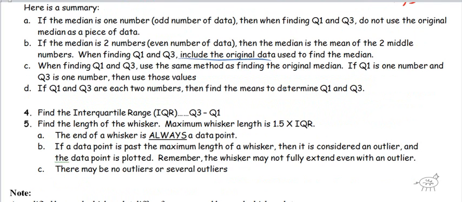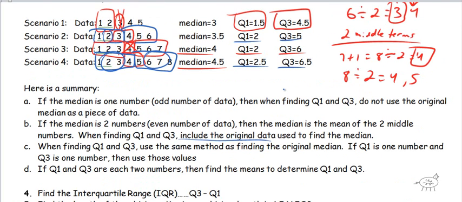When finding Q1 and Q3, use the same method as finding the original median. If Q1 is one number and Q3 is one number, then use those values. If Q1 and Q3 are each 2 numbers, then you find the means to determine Q1 and Q3. That's exactly what I did here. For scenario 4, Q1 was between 2 and 3, so it's 2.5. And for scenario 3, Q1 was right at 2, so I used the one number. Okay?